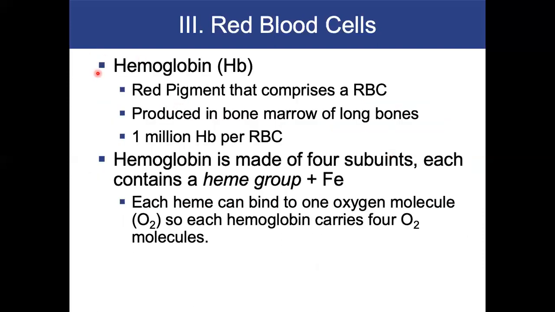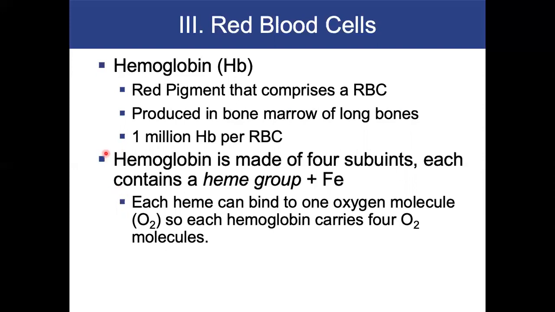Hemoglobin is the red pigment that comprises a red blood cell. Hemoglobin is produced in the red bone marrow of long bones. There are 1 million hemoglobin per red blood cell, right? Pretty crazy. And so if you think about it, we have 1 million hemoglobin molecules per red blood cell. And then we have about 5 million red blood cells per cubic millimeter.